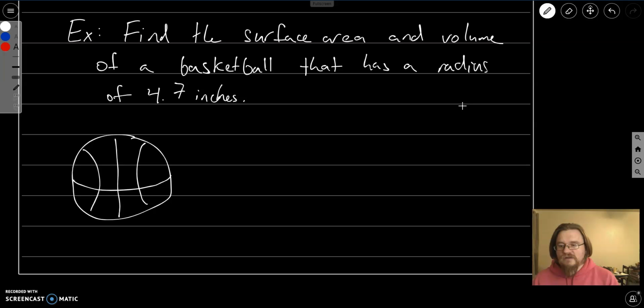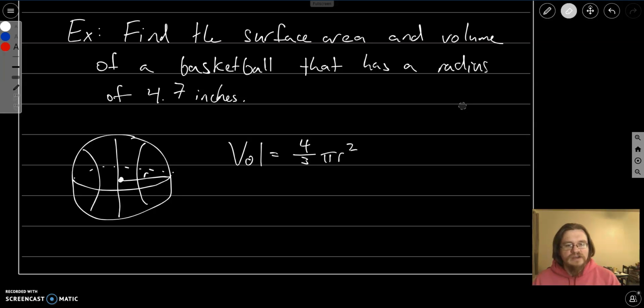So when we're looking at a sphere, what we need to know is the radius, which we're told is going to be 4.7 inches. And the volume of a sphere is going to be 4/3 pi r cubed. It's not squared, because volume should be measured in cubic feet, or cubic inches in this case. So this is going to be 4/3 pi r cubed, and r in this instance is just 4.7.